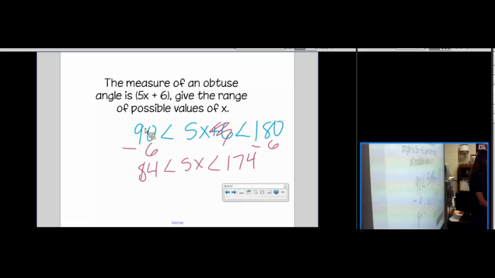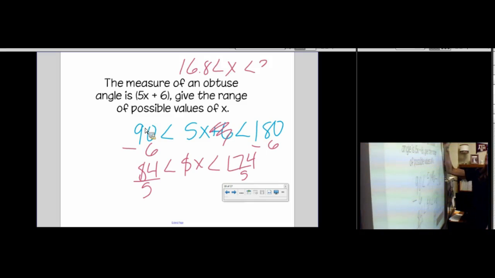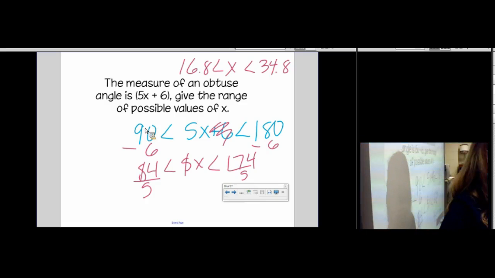This is really a two-step problem. What do you do next? Divide by 5. Two steps. Subtract 6 and divide by 5. So x is greater than 16.8, and it's less than 34.8. That's what I got when you said round. Oh, no. You said don't round. Right. Okay, so we're going to work on the review sheet.